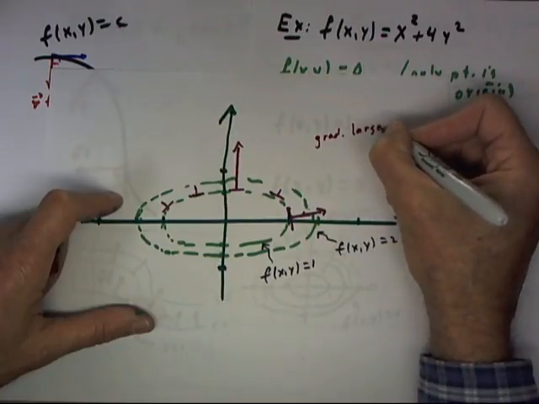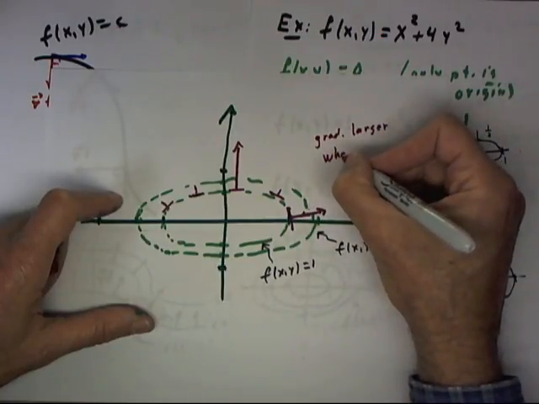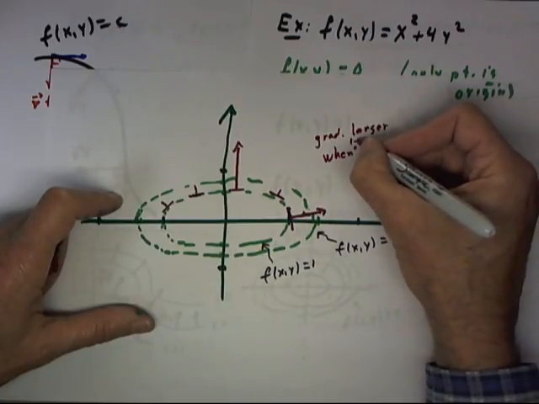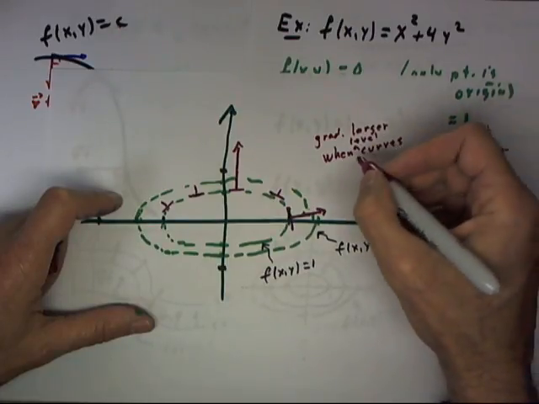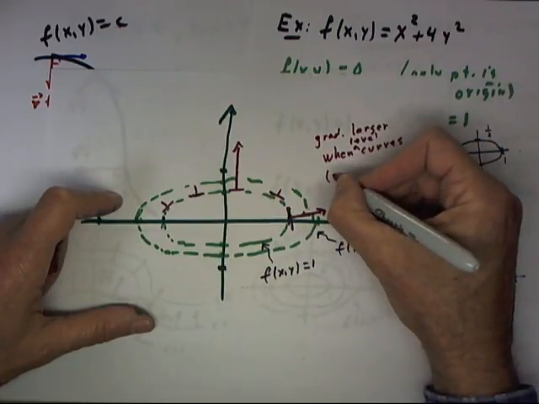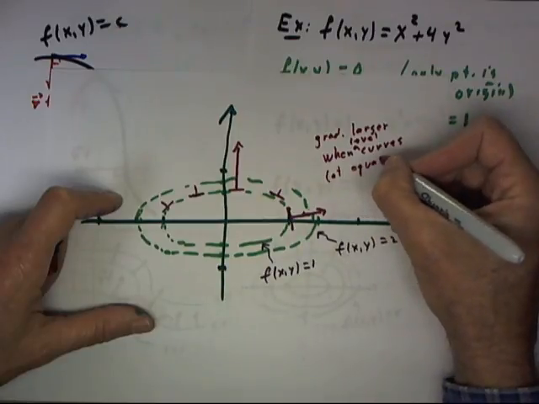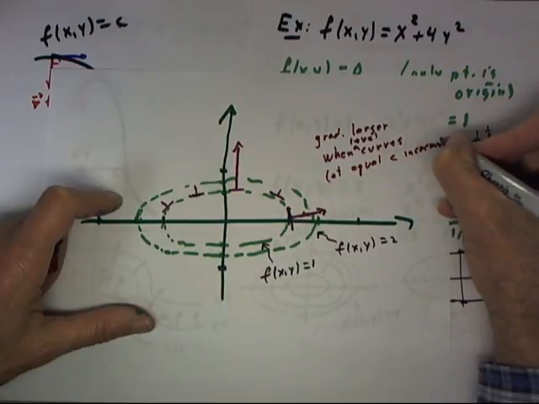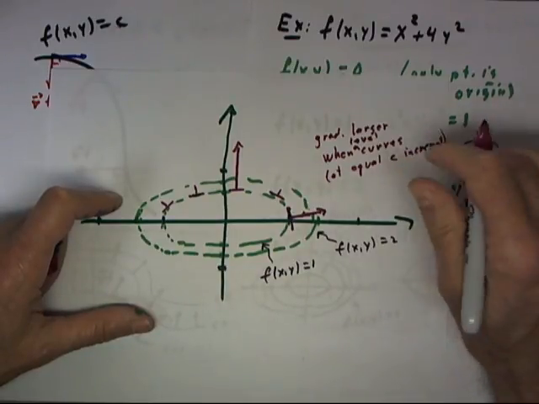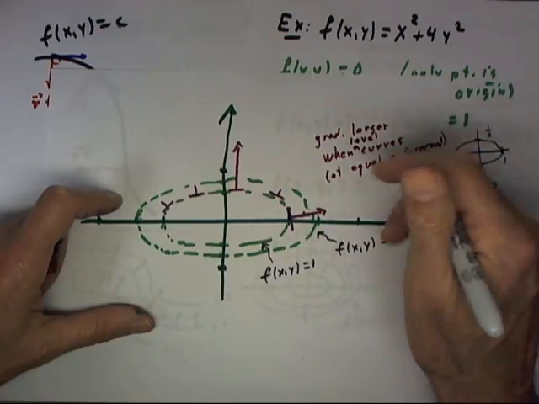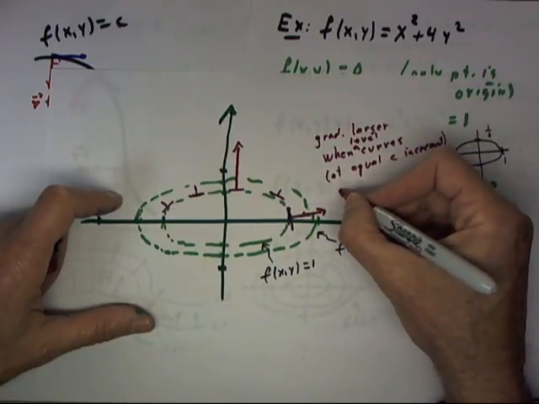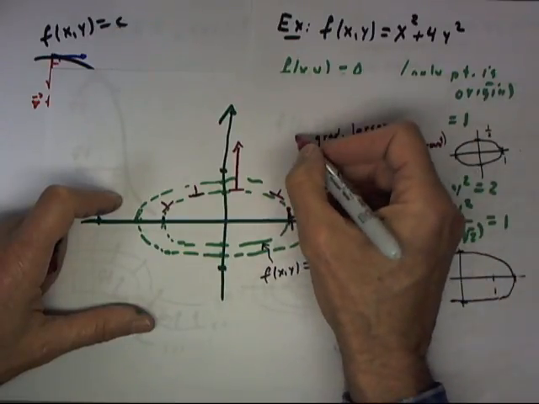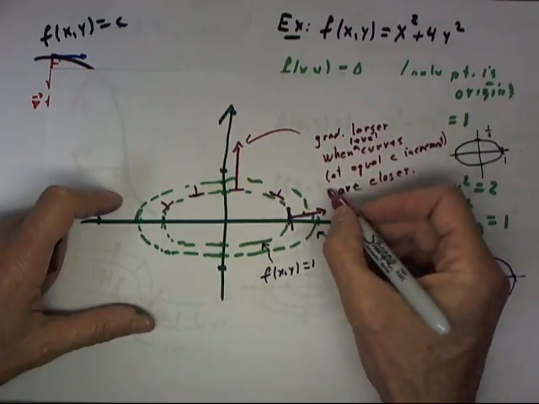is larger when the level curves at equal c increments, kind of slopped over that word there, but you see what I mean, are closer. Okay, so the gradient's larger here because the curves are closer.